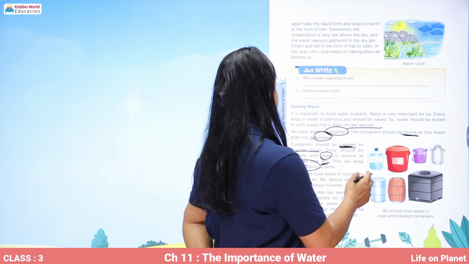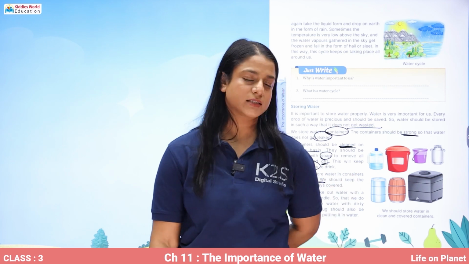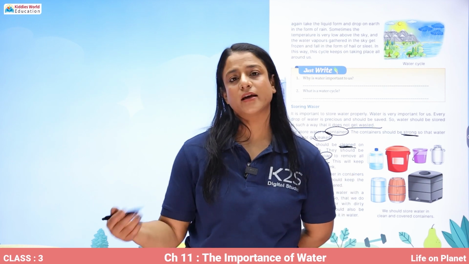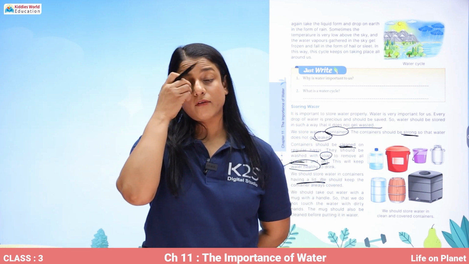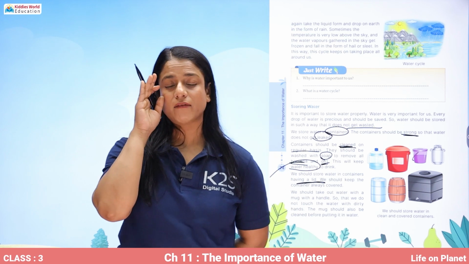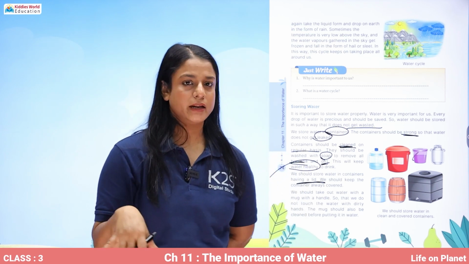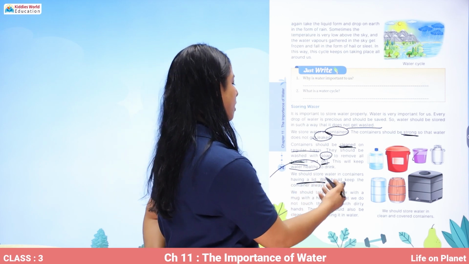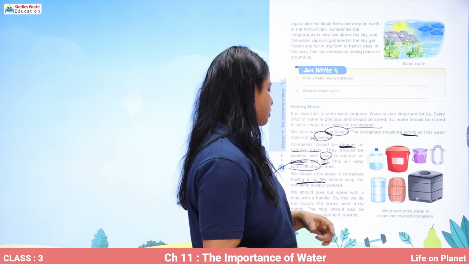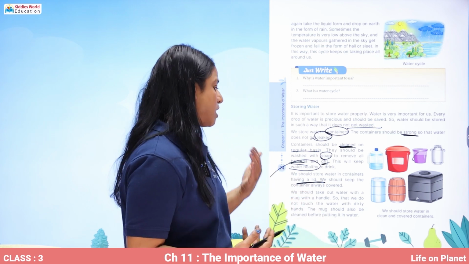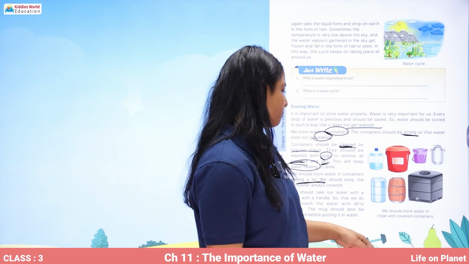We should store water in containers having a lid. We should keep the containers always covered. So the containers in which water is stored should have a cover, a lid. Otherwise, even mosquitoes can breed in it. We should take out water with a mug with a handle so that we do not touch the water with dirty hands. The mug should also be cleaned before putting it in the water.